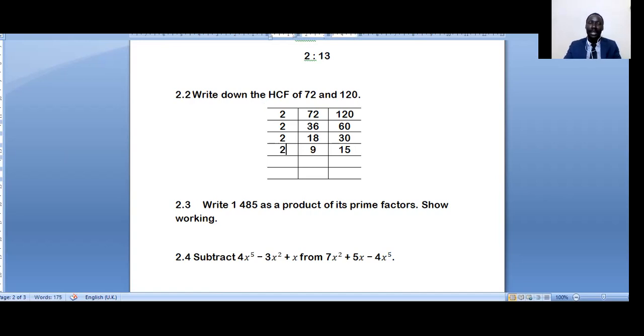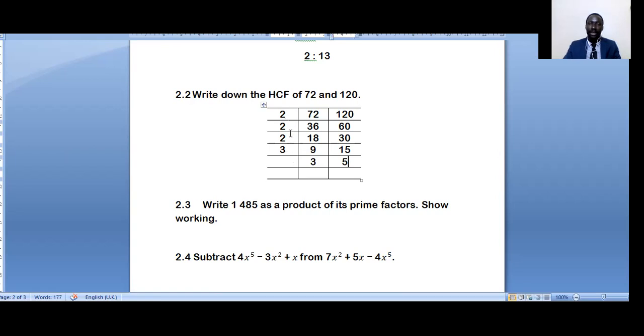No, 2 cannot divide 9. We remove it. Then we check with 3. Can 3 divide 9? Yes, 3 can divide 9 to give us 3. Can 3 divide 15? Yes, 3 can divide 15 to give us 5. You see? So basically, these are the factors.